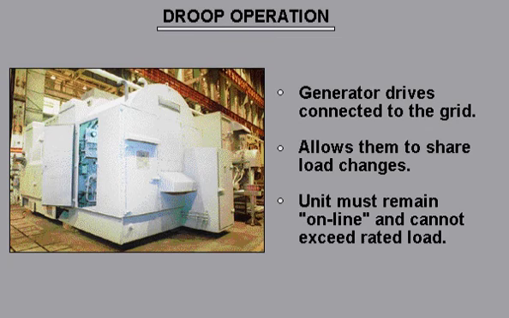Droop operation is typically used for generator drives connected to the grid. This allows them to share load changes that occur in proportion to their own maximum rating. This occurs regardless of what the actual load is on any particular machine at any time, as long as the unit remains online and does not exceed rated load.